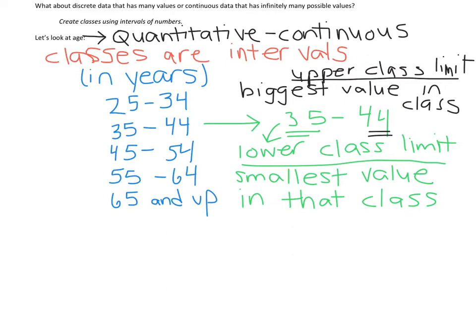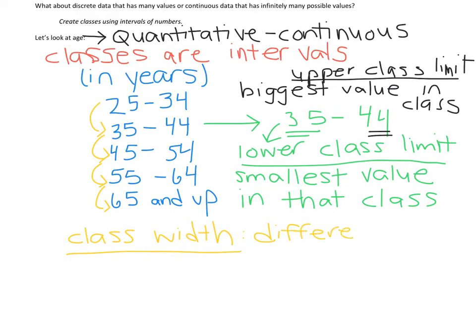All right, what else can we define? So we can also notice that as we progress to each class, we're increasing by 10. So that 10 is called the class width. And how do we calculate it? We calculate it vertically. So it's the difference between consecutive lower class limits.